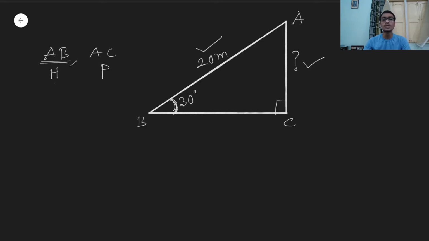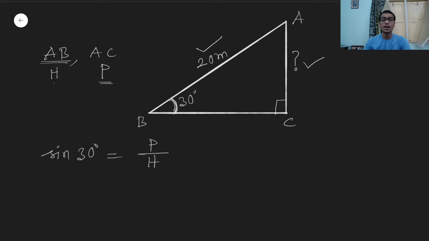Here with hypotenuse and perpendicular, these two give us a trigonometric ratio, which is sine theta. So we use sine of 30 degrees, which equals perpendicular by hypotenuse. Actually, you may also use cosec theta, because cosec theta equals hypotenuse by perpendicular, but we will be more comfortable with sine.